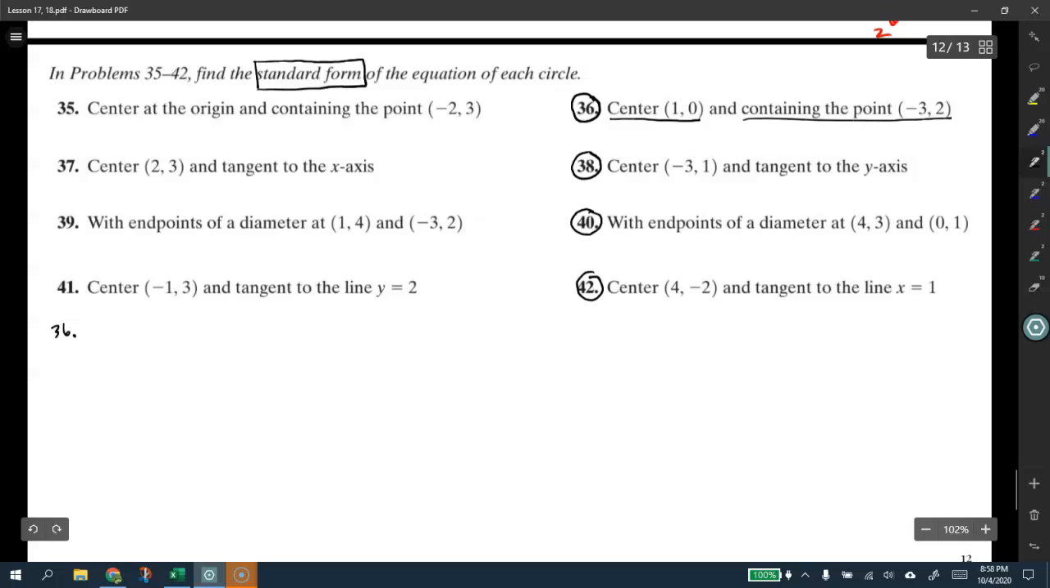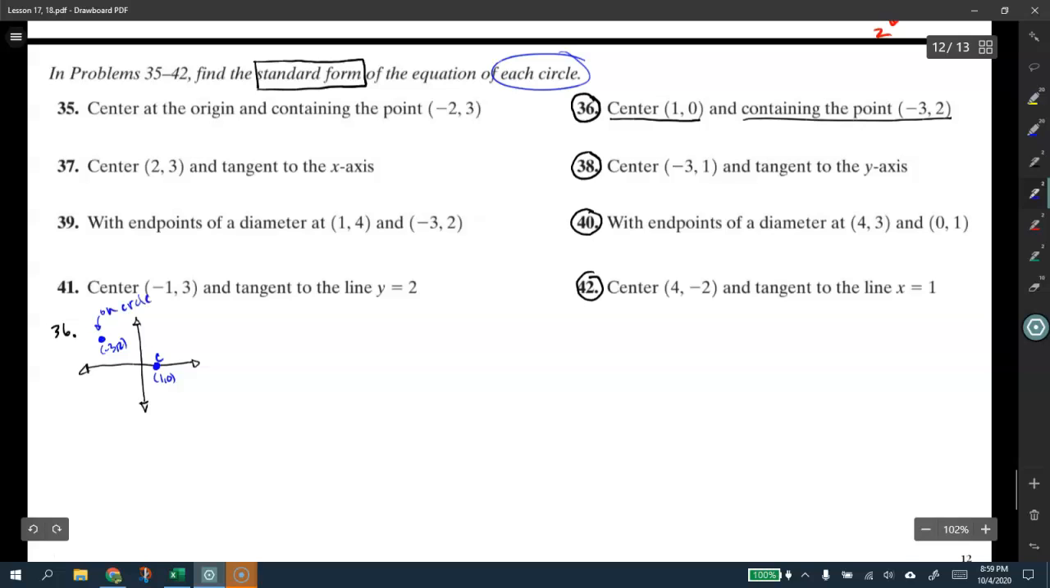So get to thinking, and make yourself a really quick sketch, because a sketch really helps here. You've got a center that's at 1 comma 0, so let's say that right there is my center. And then you've got a point on the circle: negative 3 comma 2 is contained on that circle. Let's call this negative 3 comma 2 over here. You know that this point is on the circle.